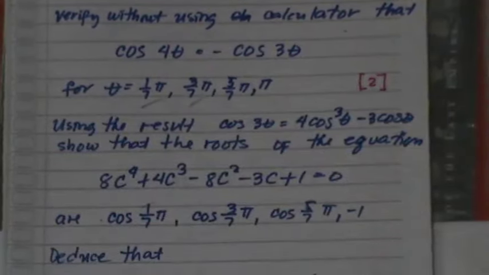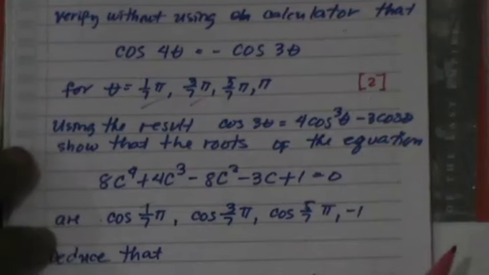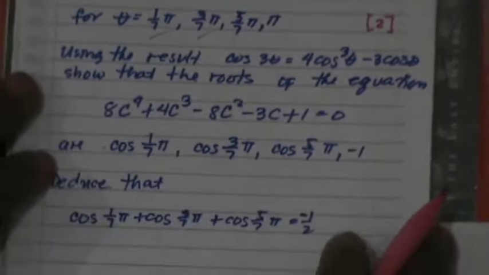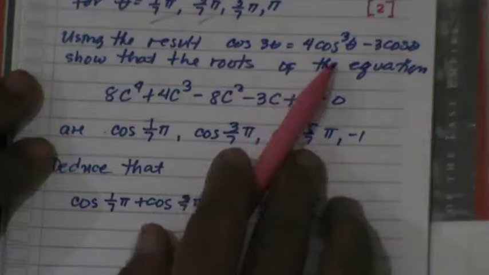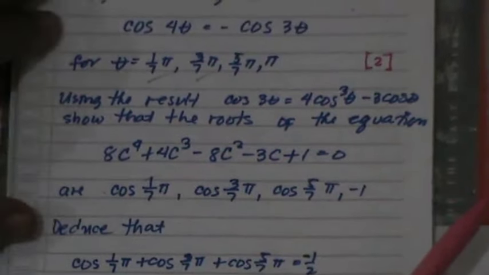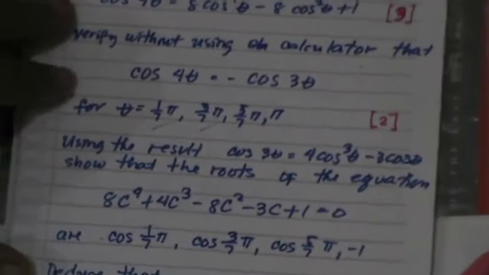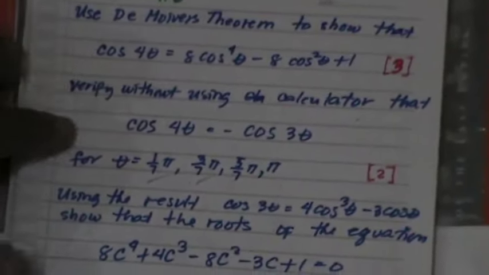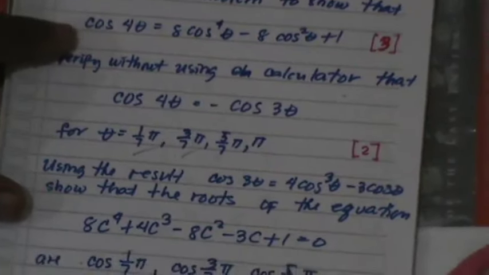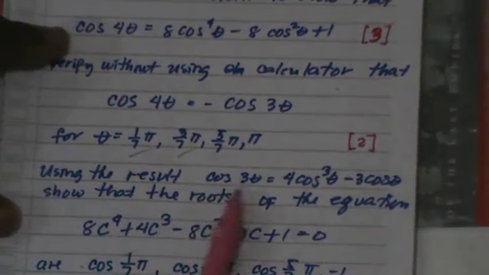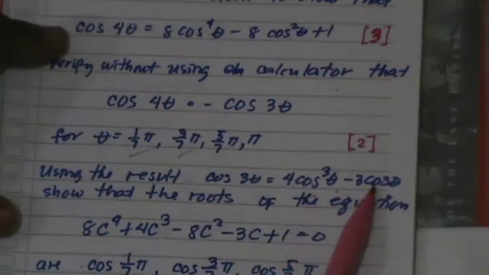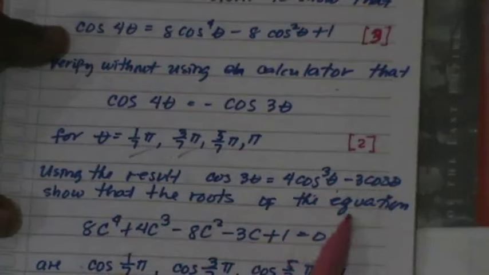And let's proceed to the next part of the question. Okay? The next part of the question says, using the result cosine 3 theta equals 4 cosine cube theta minus 3 cosine theta, I think I need the upper part of it. Let me just have it, okay. There you go. Okay, sorry. So using the result that the cosine 3 theta is equal to 4 cosine cube theta minus 3 cosine theta, alright, you need to show that the roots of the equation, okay, is this one, alright?